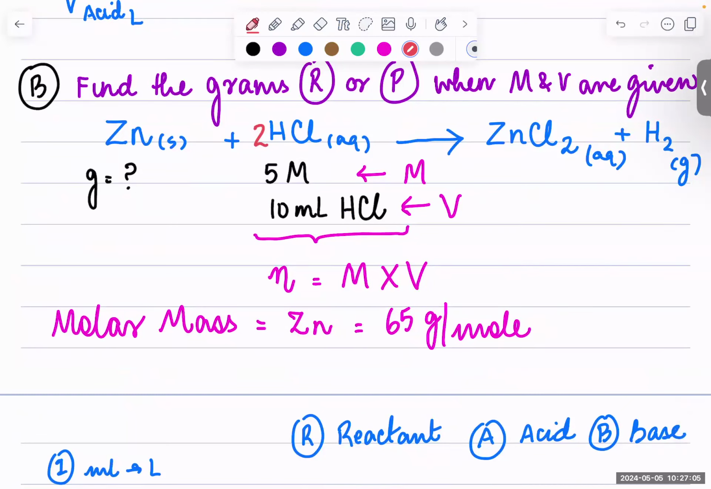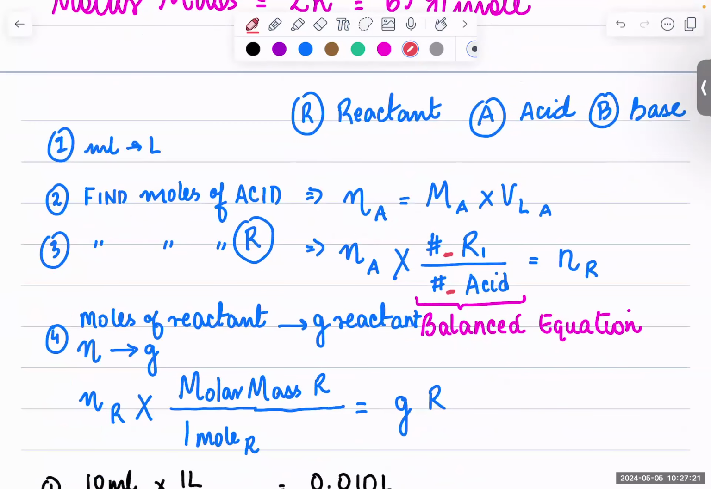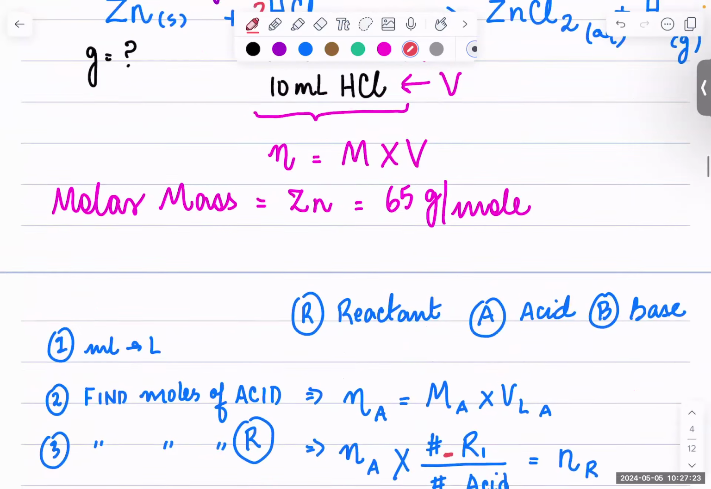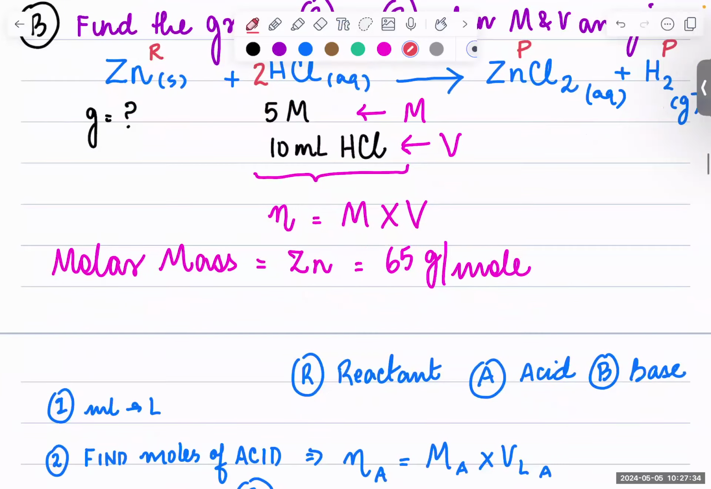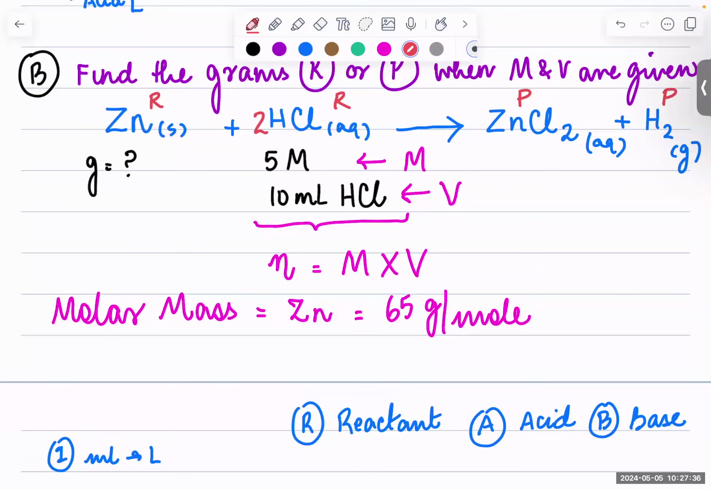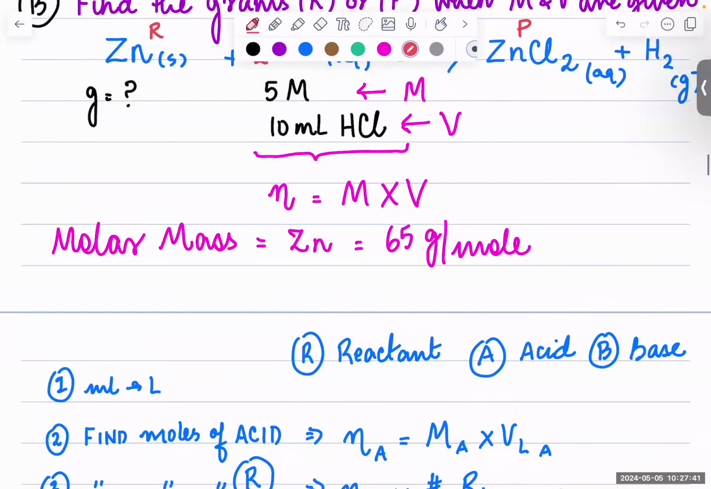Okay. Next, if you are given the molarity and the volume in milliliters, find the number of grams of the other reactant. So always, always, always the first thing is to convert the milliliters to liters. Now here you have four species. This is reactant one, this is reactant two. This is the product and this is another product. Okay, so here for the acid, like I said, I'm using A, B is for the base, and R for the reactant, just for short.